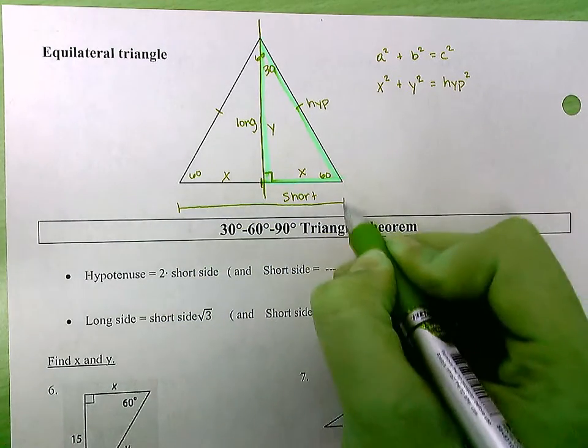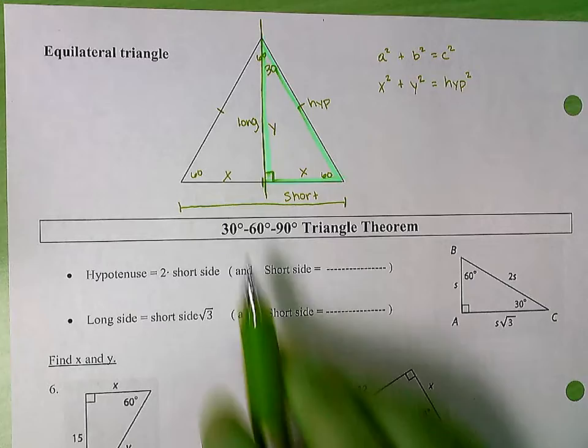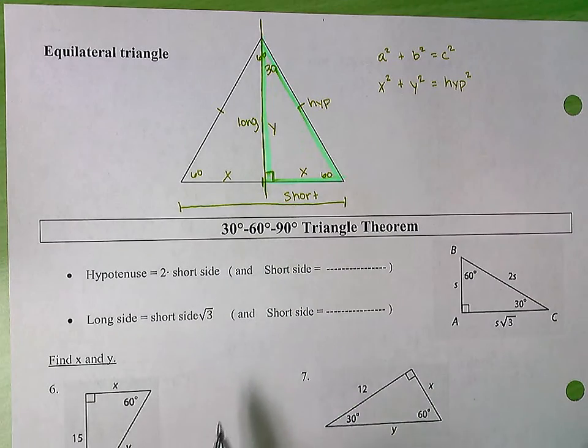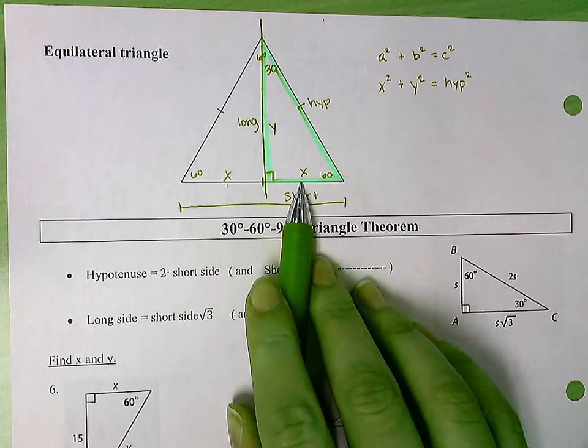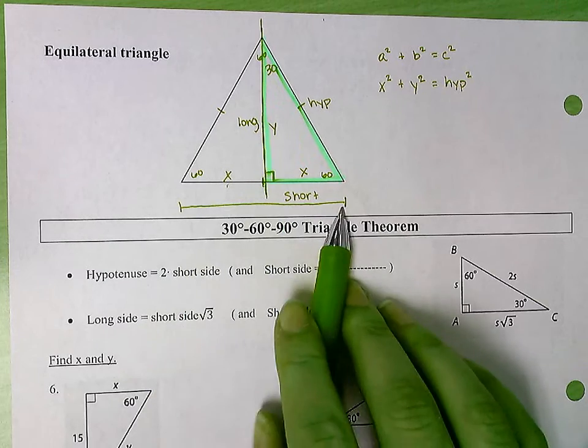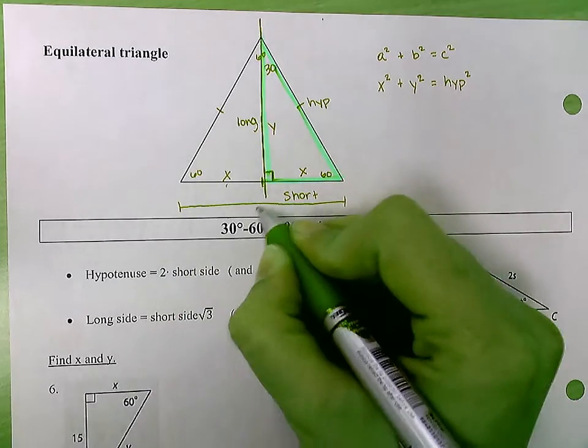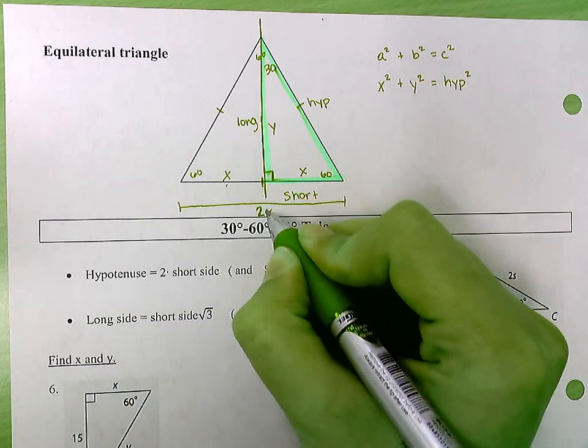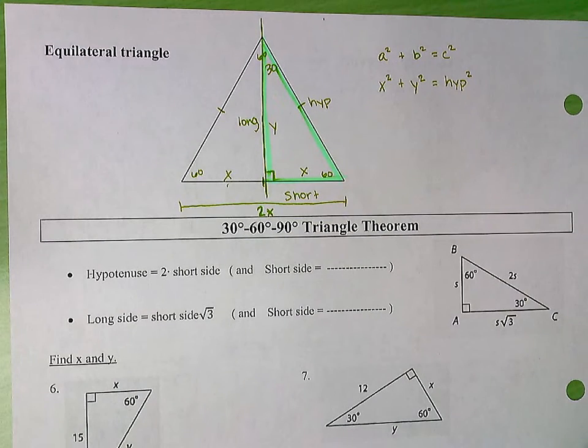So what would this entire side length be in terms of x? I have an x and an x, so that entire side would be 2x. I add x plus x, I get 2x. So the entire side is 2x.